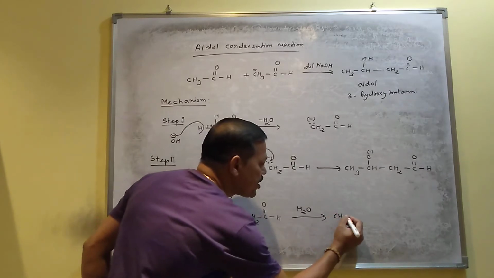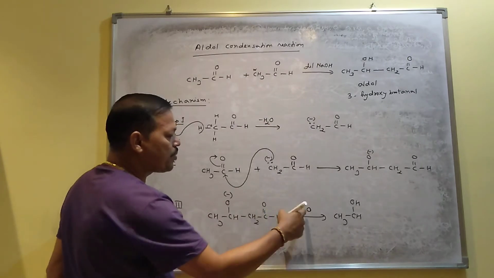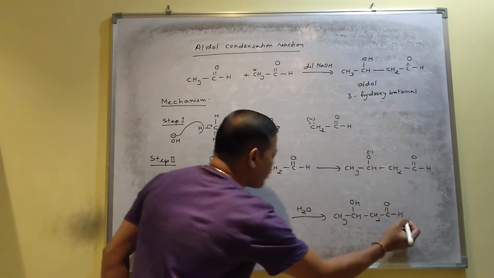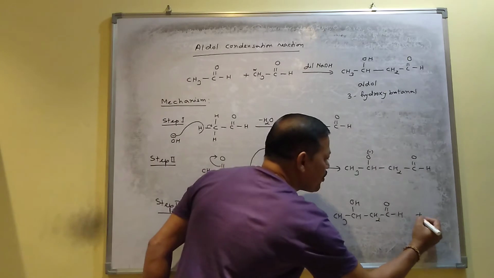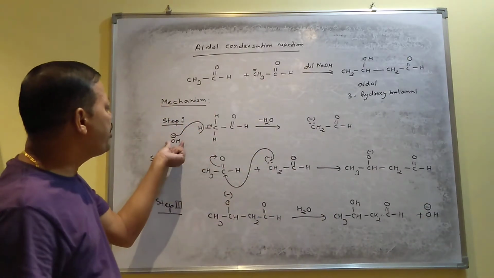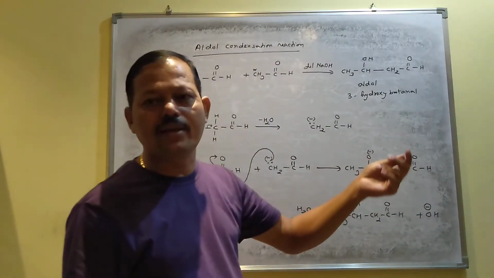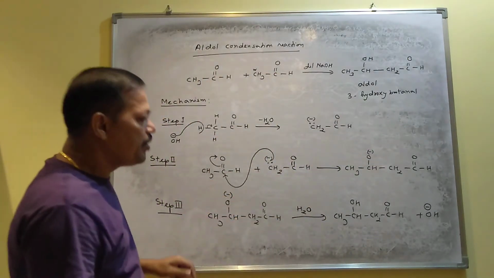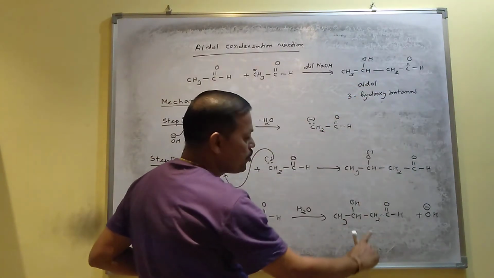Ultimately the O minus combines with the H plus of water, giving CH3CH(OH)CH2CHO, and since water releases an H plus ion, OH minus will be released again like this. So from the catalyst we have taken the OH minus ion, and that OH minus is released again in the last step, and that is the function of a catalyst. First it is involved in the reaction, and at last it is released from the reaction. So this is your aldol which we have got in the reaction as product.